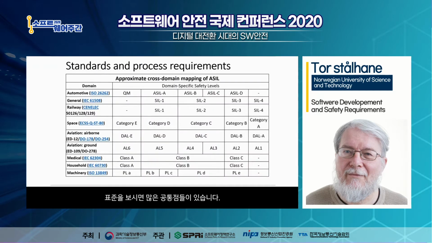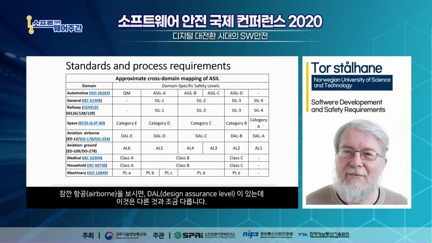If you look at the standards, they have a lot of things in common, and the most common thing is that they have these different levels of risk which correspond to different activities or rigorous activities. The automotive one we've looked at is the general one with the SIL 1 to SIL 4. It's the railway, SEMLEC, space, airborne, and so on.